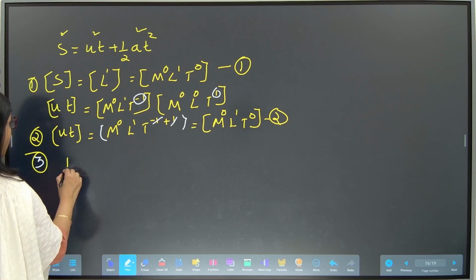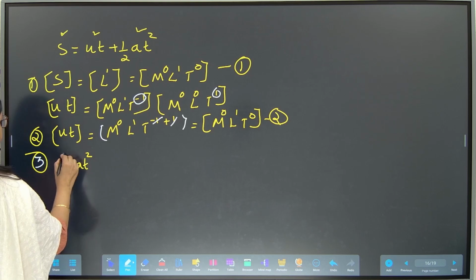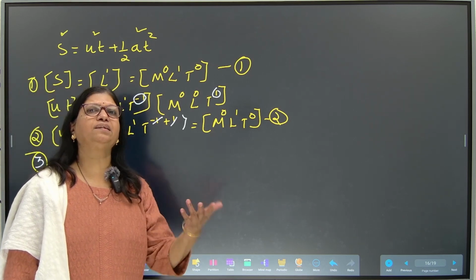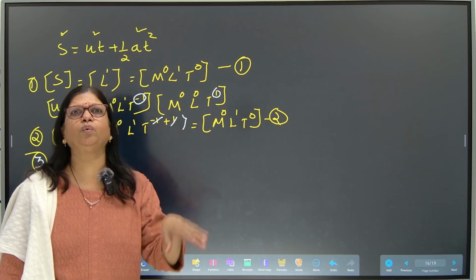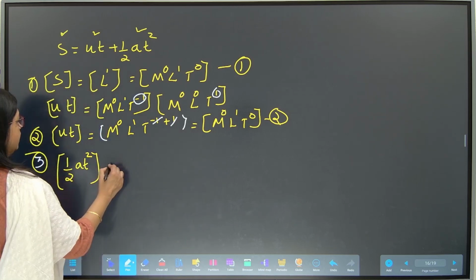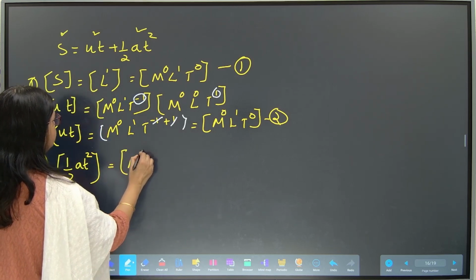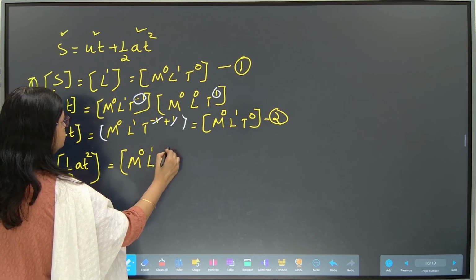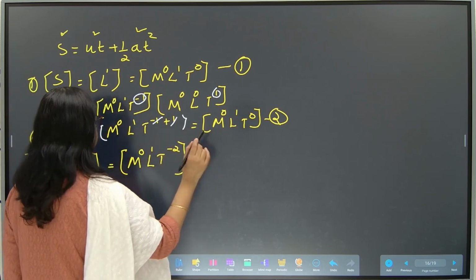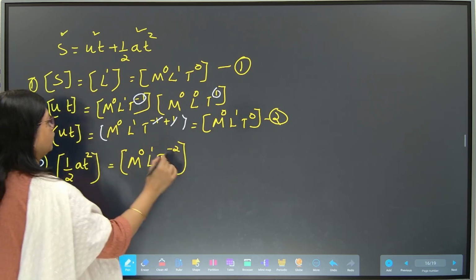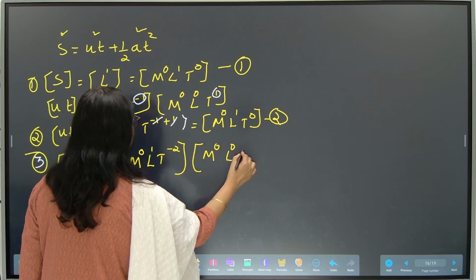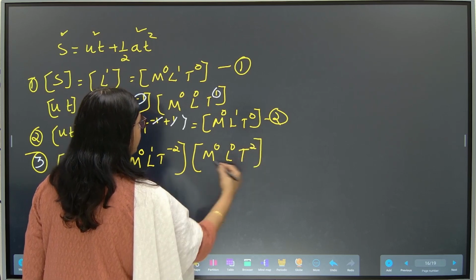What is my term 3? Half at square. Now I have purposely written half here. What should I do with that half? Nothing. It has no dimension. So leave it as it is. Only I will consider the physical quantities. What are the physical quantities? A. What is the dimension formula of A? By memory. See, if you practice all these dimension formulas, you will remember. So keep practicing. That is very important. So this is the dimension formula of A, and T square: M raised to 0, L raised to 0, and T raised to 2 because T square.